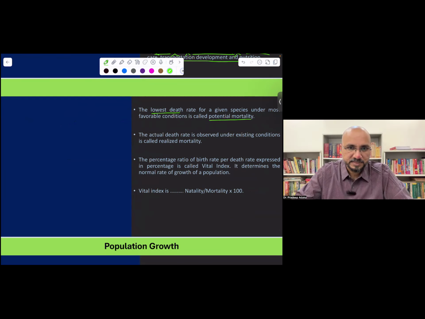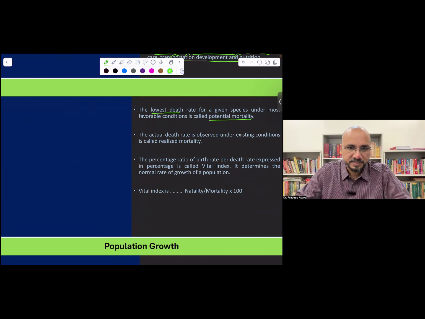Then natality, that means if you have a higher birth rate, it will lead to an increase in the population. So more new individuals will be added through birth or reproduction, not by immigration. वो अलग है, वहां पर भी population increase होता है, but it is not through birth or reproduction.